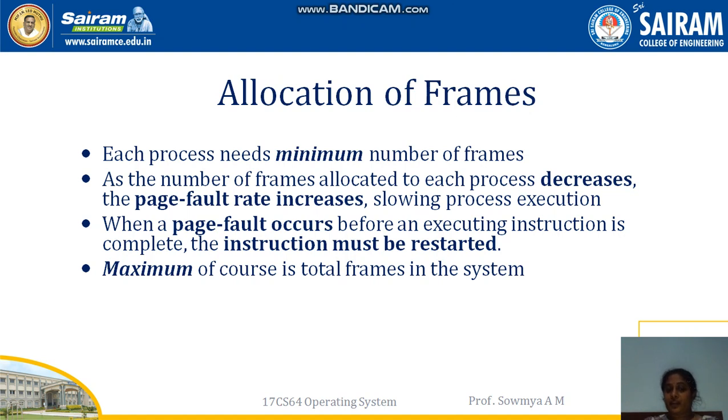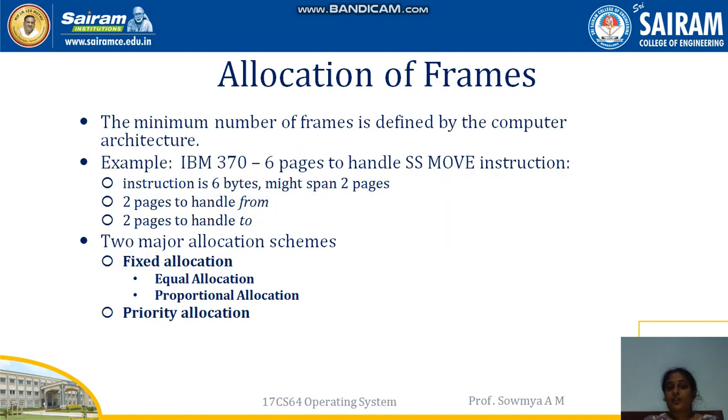So the minimum, of course, depends on the total frames in the system. It depends on the number of frames available in main memory, and it depends on the multi-programming capacity, how many programs are executing at a time. Based on all this, we have an example of IBM 370: 6 pages to handle the SS MOVE instruction. The instruction is 6 bytes and might span 2 pages, so 2 pages to handle from and 2 pages to handle to. This is an example of IBM 370.